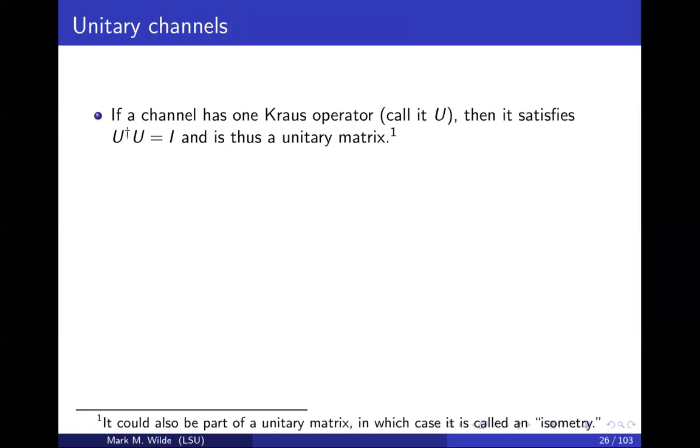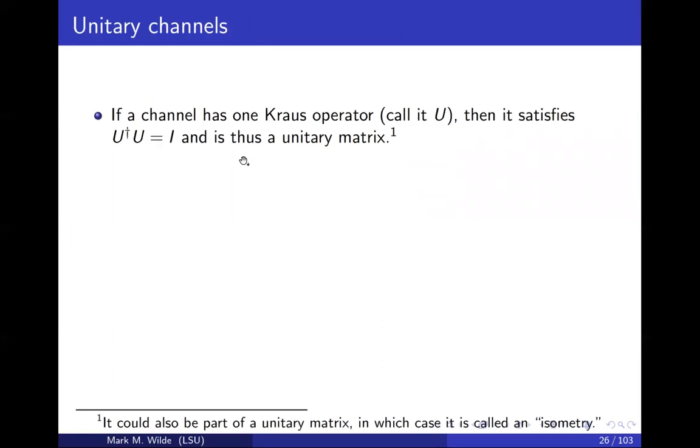As a particular example, and this is the example that's most prominent in quantum computing, is a unitary channel, right? So if the channel just has one Kraus operator, then that one Kraus operator has to satisfy this condition. So that's just that U dagger U is the identity. And if a matrix satisfies this, it could be a unitary. More specifically, it's called an isometric matrix. But what comes up in quantum computing is unitary matrices.